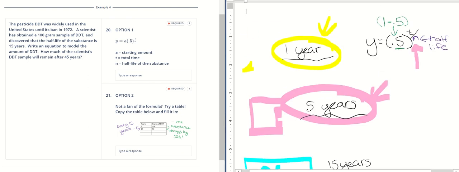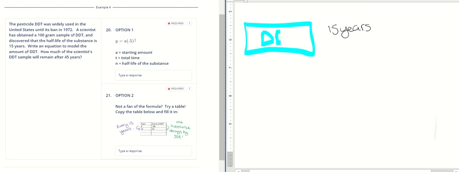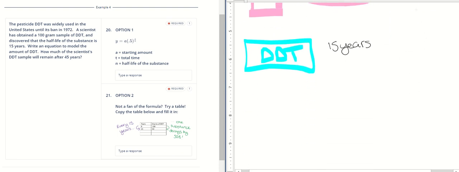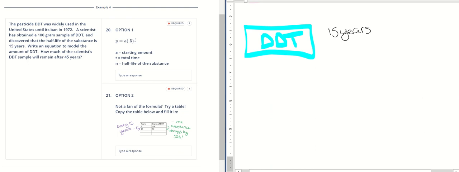So we've got our block of DDT. Okay. So a scientist obtains a 100-gram sample of DDT.